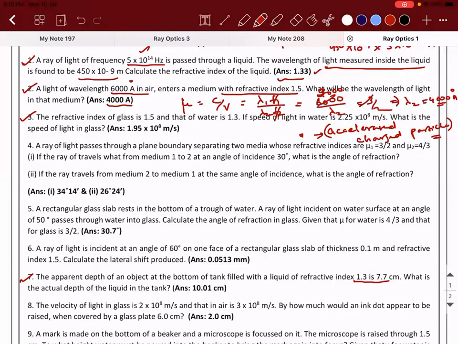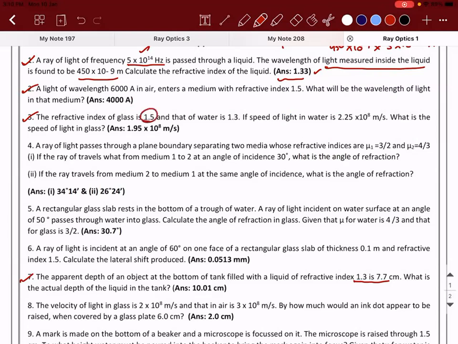Okay, let's do the third one. The refractive index of glass is 1.5 and that of water is 1.3. If the speed of light in water is 2.25 into 10 power 8 meters per second, what is the speed of light in glass? So refractive index is inversely proportional to speed of light.